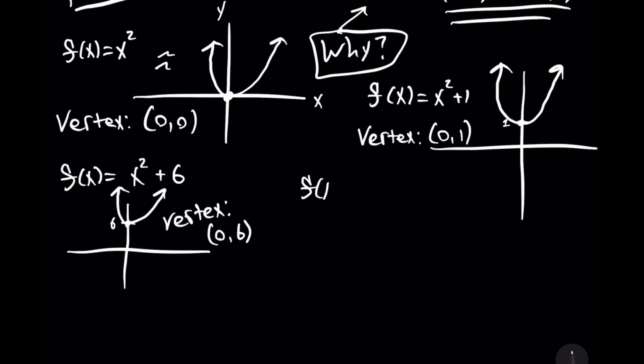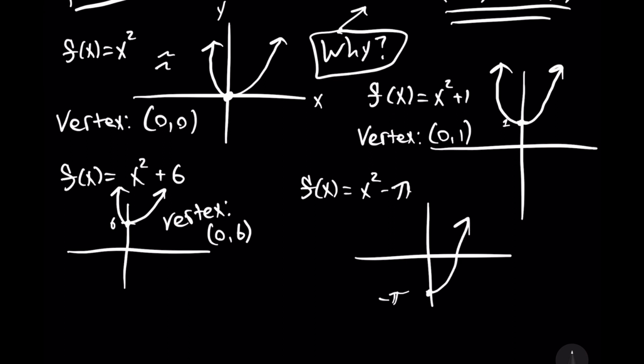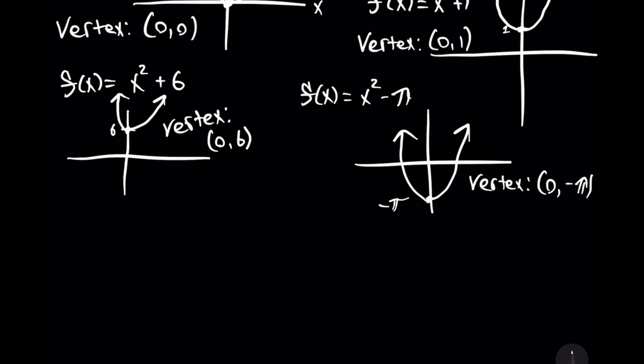Or finally, consider f of x is equal to x squared minus pi. So if we graph that, we'll notice that the parabola has been shifted down from the origin pi units. So the vertex here is located at 0, negative pi. So just by adding or subtracting a constant, we're shifting up or shifting down that parabola. But we can also shift the parabola left or right.